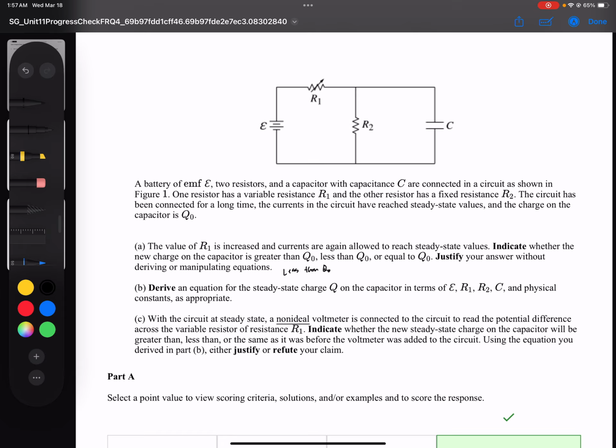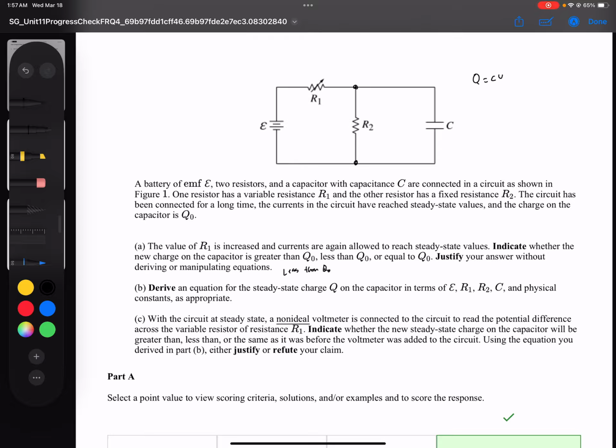the battery. And then since the capacitor is connected in parallel to resistor R2, that means the voltage drop across the capacitor is going to decrease. And if the voltage drop across the capacitor decreases, given that the capacitance remains constant, then the charge on the capacitor will also have to decrease. And that's the line of reasoning for part A.